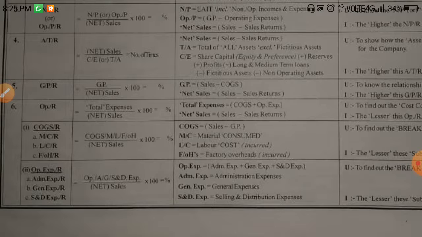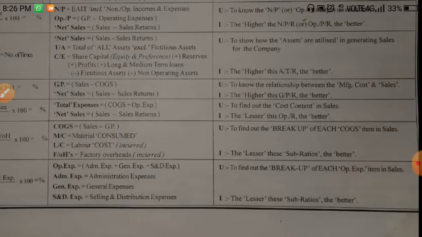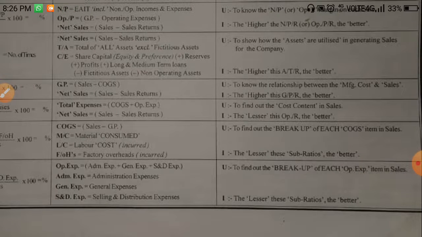Operating expenses ratio means operating expenses divided by net sales. Sometimes, instead of operating expenses, we can take administration expense ratio. For that, administration expenses divided by net sales we will consider. For general expenses, we divide by net sales into 100. Similarly, selling and distribution expenses divided by net sales. This is how expenses ratios will be calculated. So these are the ratios which are related to the expenses. Operating expenses include administration expenses, general expenses, and selling and distribution expenses, not financial expenses. So it is used to find out the breakup of each operating expense item in sales, and the lesser these sub ratios, that will be better for the organization.